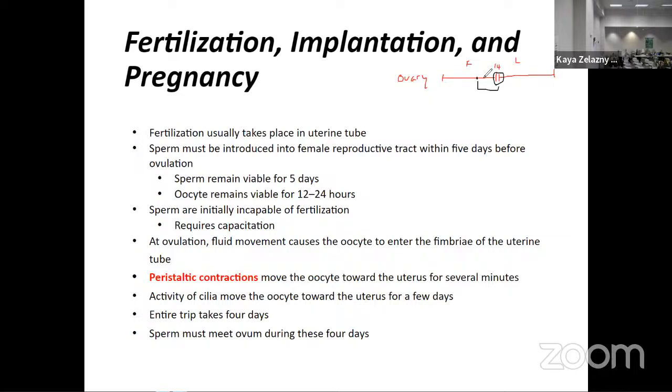So if it's there hanging out waiting when the ovum is released, when ovulation occurs, then fertilization is likely to occur or can occur, right? So this is kind of the window for fertilization. So before and up until ovulation, and then up to like 24 hours after ovulation. If we don't have it in that window, these tissues, the sperm and the oocyte, are non-viable. They're gonna just die off, degenerate.